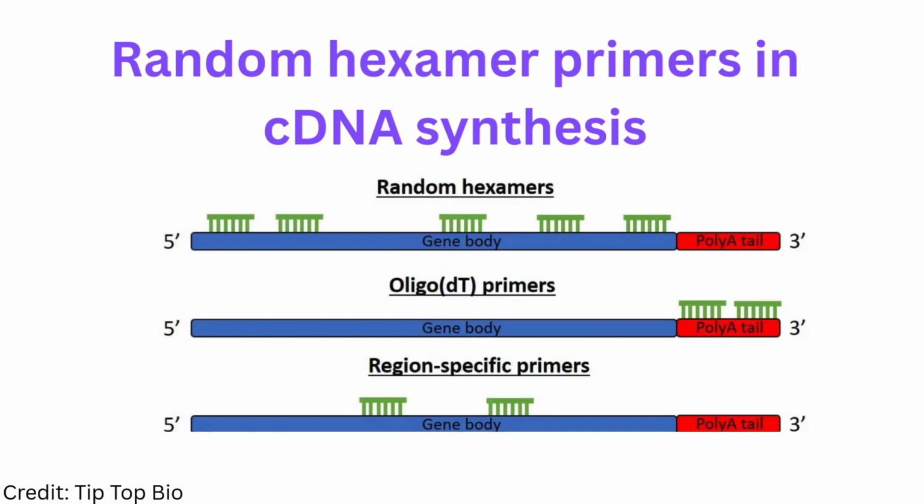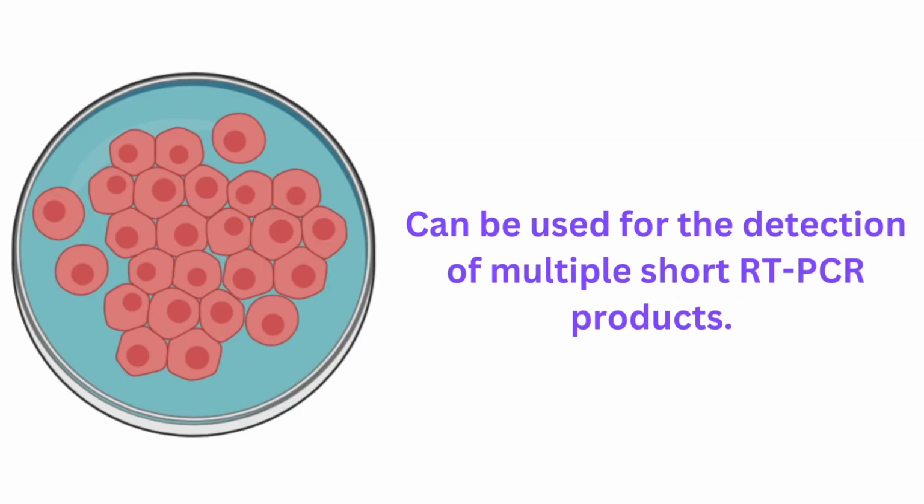From looking at this schematic, what you can see then is you are likely to get shorter fragments of amplification or copying where you're using the random hexamer approach. The products here can be used for detection of short reverse transcription based PCR products.